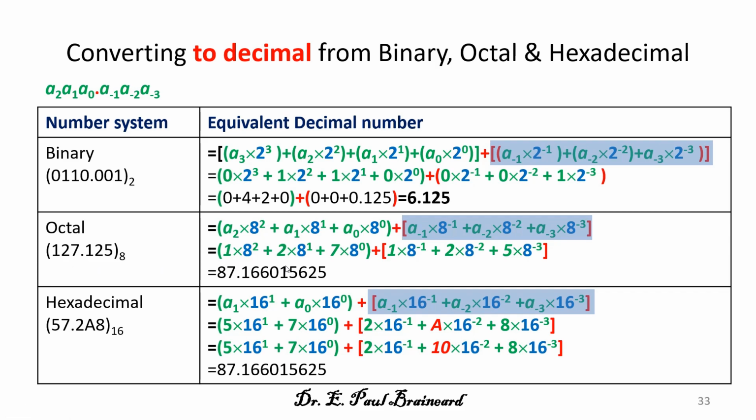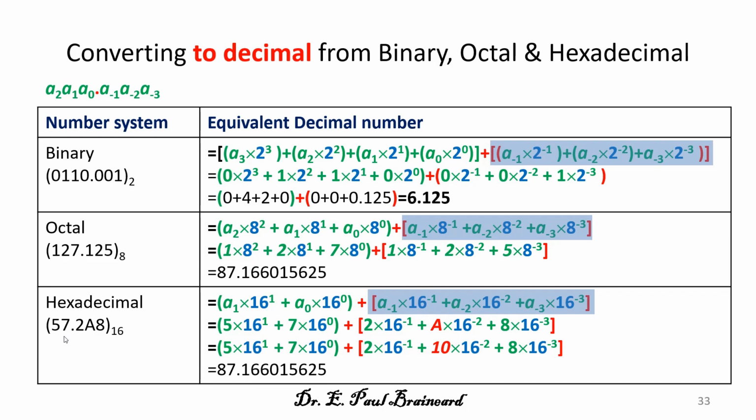Octal 127.125 is converted to decimal number by multiplying by its own weighted position and adding the weighted values. So it is equal to 1 into 8 squared plus 2 into 8 to the power of 1 plus 7 into 8 to the power of 0 plus the fractional part 1 into 8 to the power of minus 1 plus 2 into 8 to the power of minus 2 plus 5 into 8 to the power of minus 3. So which is equal to 87.166015625.